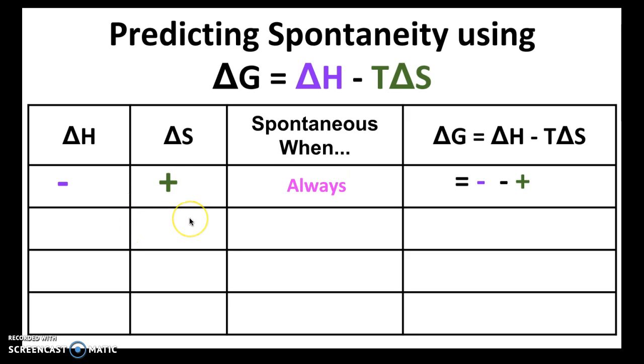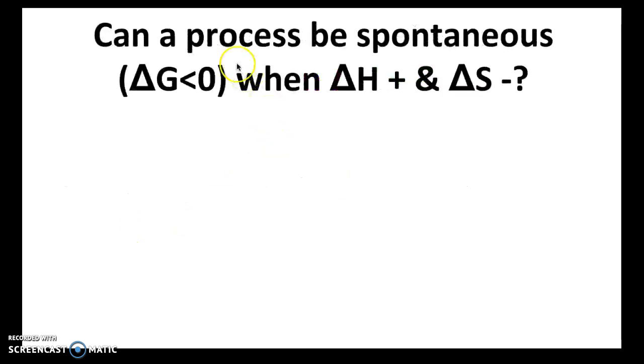We're now going to look at the next case. So the question then becomes, can a process be spontaneous when delta H is positive and delta S is negative? You can approach this conceptually. We know that when delta H is negative, it's spontaneous, so when delta H is positive, that's non-spontaneous. For delta S, we know that when it's positive, it's spontaneous, so when delta S is negative, non-spontaneous. So delta H positive and delta S negative are both non-spontaneous. Could there be any conditions where it's going to be spontaneous if they're both non-spontaneous? Probably not, but let's see how we can solve that mathematically.